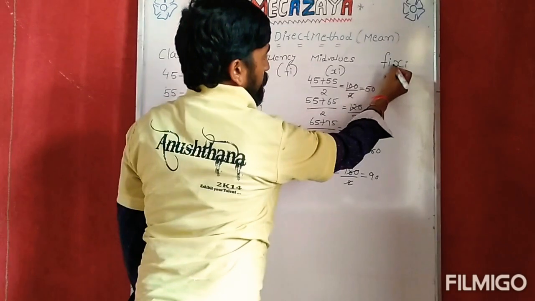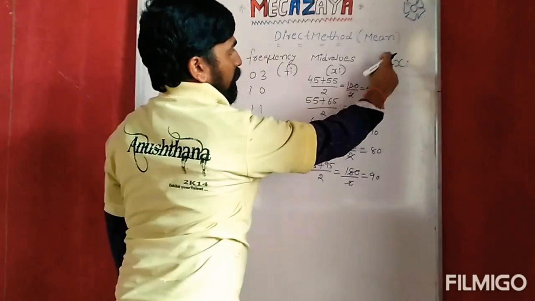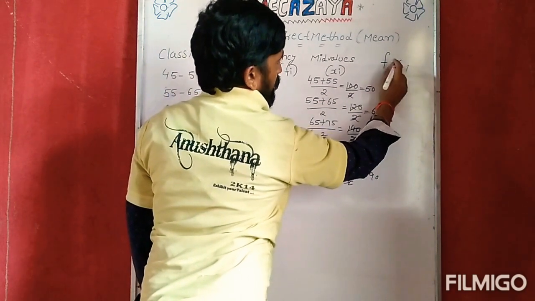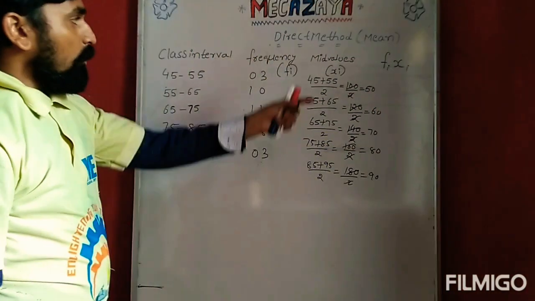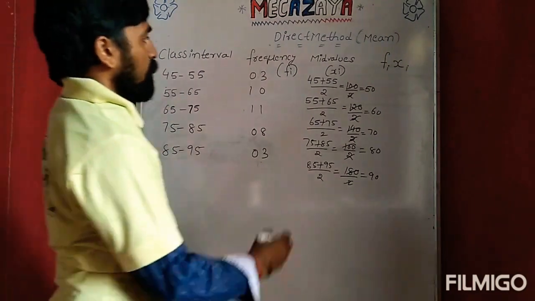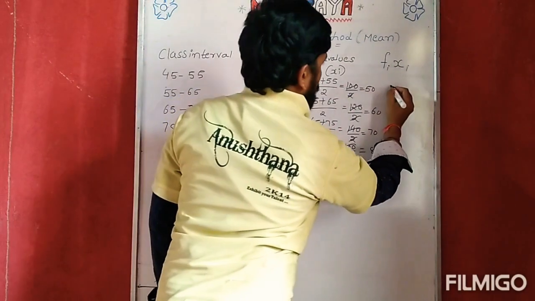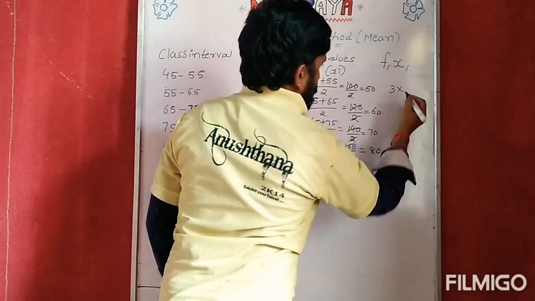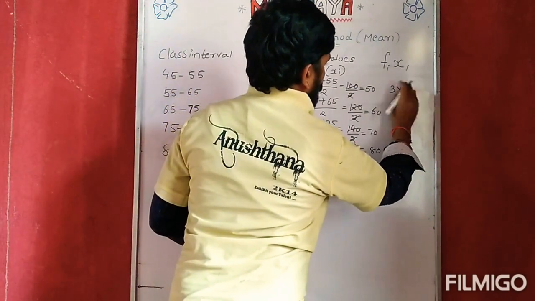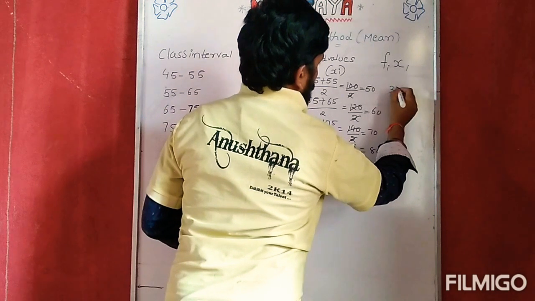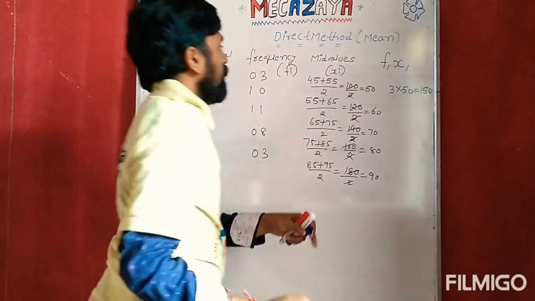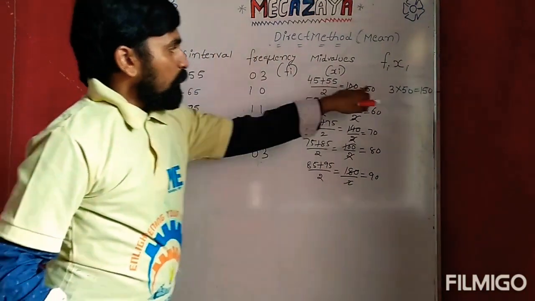What does fi xi mean? It means fi into xi, where i is a suffix. I stands for 1, 2, 3, 4, 5, like F1, F2, F3, F4, F5. So 3 into 50 will be 150.